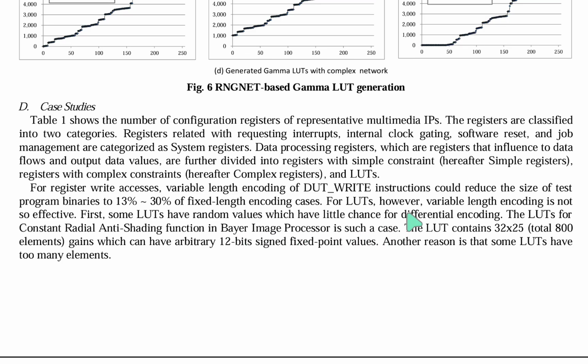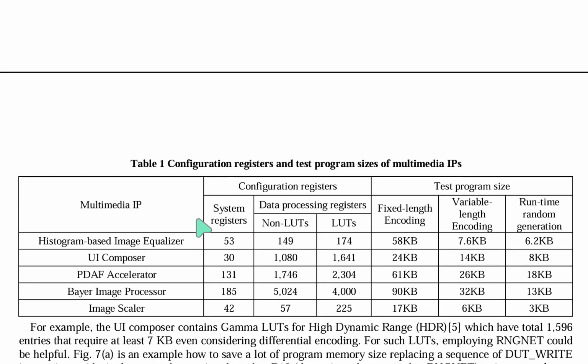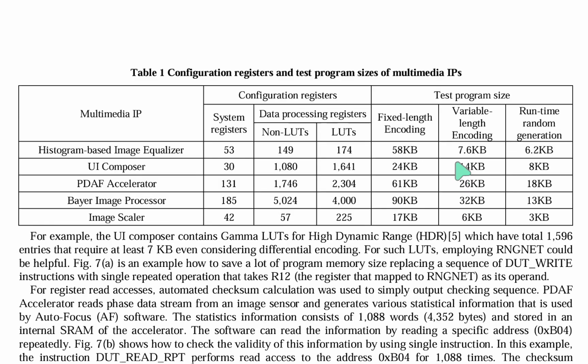The LUT contained 32 by 25, a total of 800 elements, gains, which can have arbitrary 12-bit assigned fixed point values. Another reason is that some LUTs have too many elements. Table 1 shows configuration registers and test program sizes of multimedia IPs.